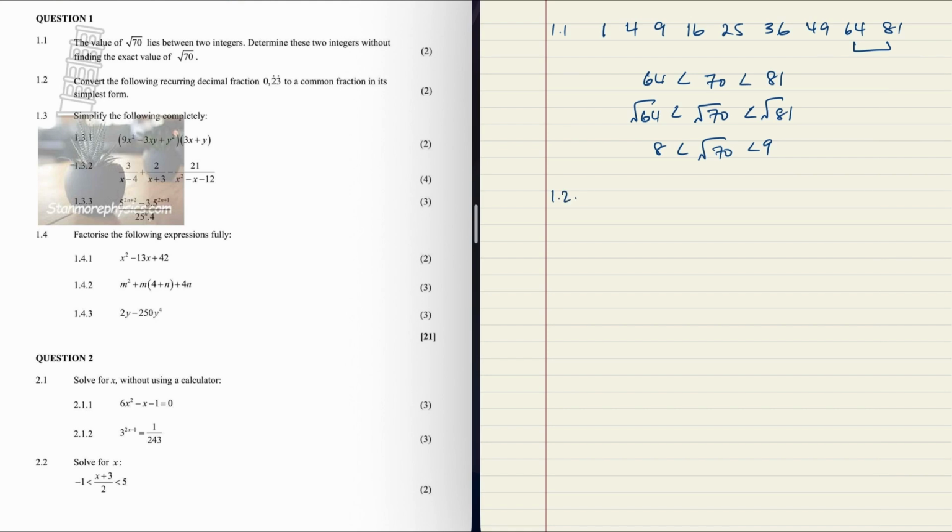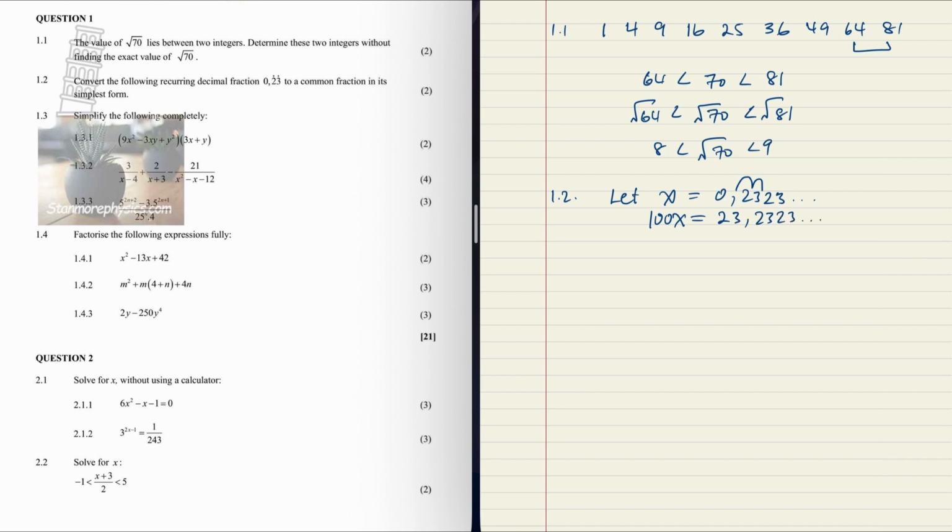Question 1.2. Convert the following recurring decimal fraction to a common fraction in its simplest form. So step 1 is to let x equal 0,2323 recurring. Now the idea here is to get rid of the recurring decimal, so we need to multiply it by some factor of 10. So I'm going to move this 1, 2, so 2 places until that point where the decimal starts repeating itself again. So 2 places means I'm going to multiply it by 100.